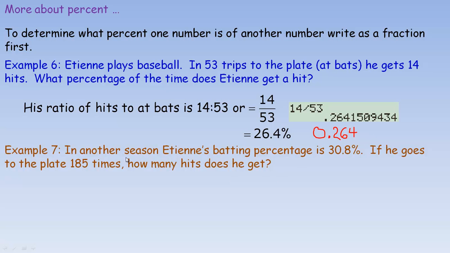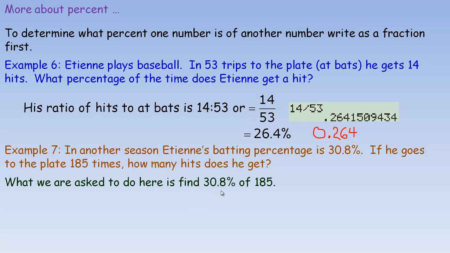In this seventh example, in another season, Etienne's batting percentage is 30.8%. So as a batting average like this, it would be 0.308 or a 308 batting average. That's how it would actually be said. So the question is, if he goes to the plate 185 times, he got a lot more at-bats this season, how many hits does he get? Well, the number of hits he gets should be 30.8% of the number of times he tried to hit the ball, he went to the plate. So we're asked to find 30.8% of the 185.